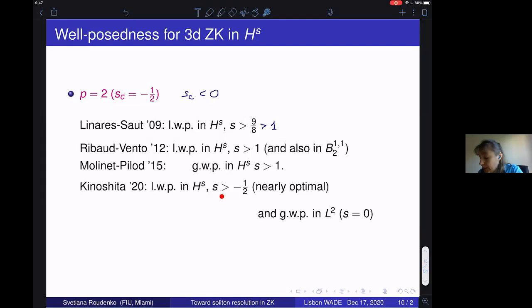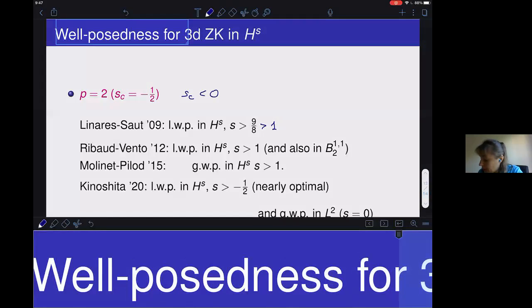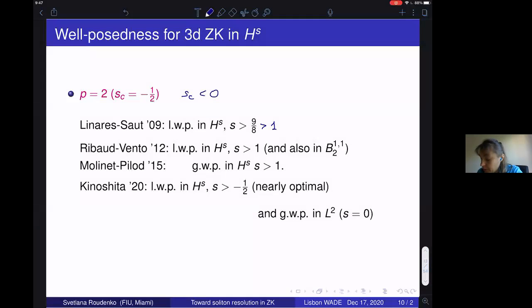Kinoshita showed that you can actually go all the way down to s greater than -1/2, nearly optimal, meaning that optimal would be if there were an equality sign here. And so, for example, global well-posedness can be considered not only in the energy space, where we would want to have H1, but actually you can go all the way down to the L2 space. So this is what's known for the 3D case, p equals 2.